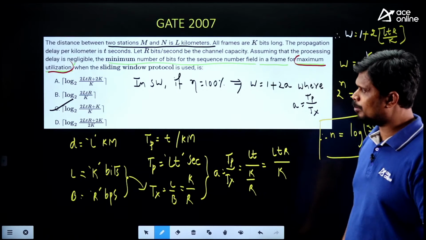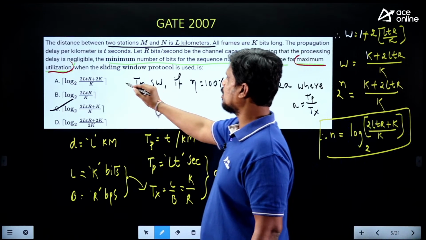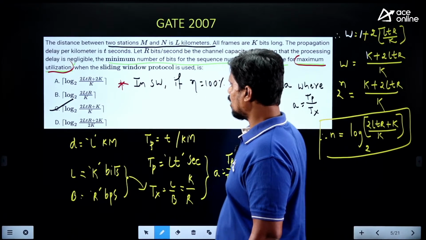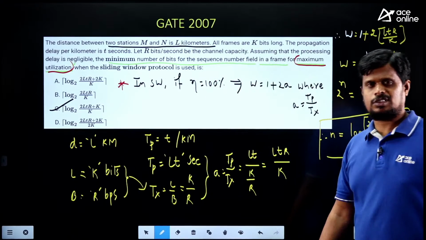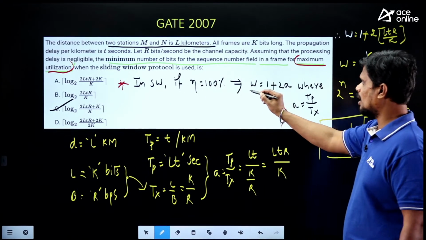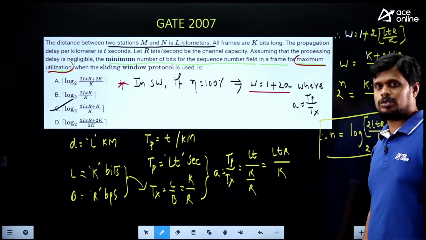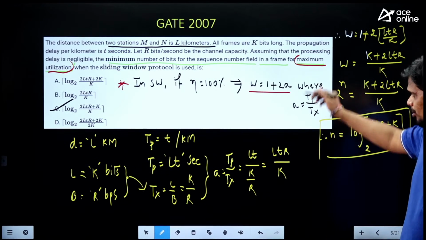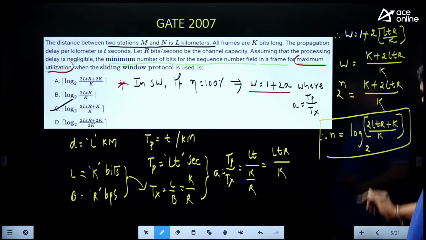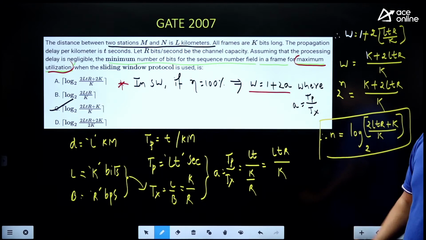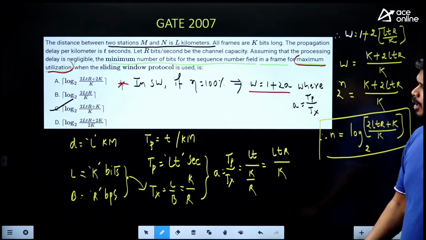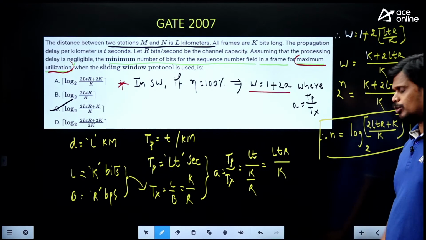Since it is maximum utilization, you need to start answering the question from this particular line. That is, if efficiency is 50%, then the condition we have in sliding window is W equals 1 plus 2A. From this, if you start solving, you can get option C as the answer. I hope you are clear with this. Let's move to the next question.